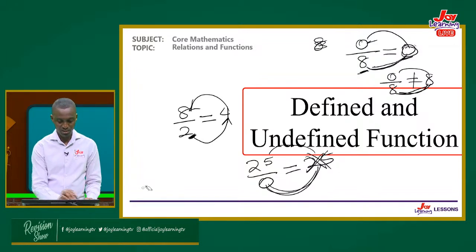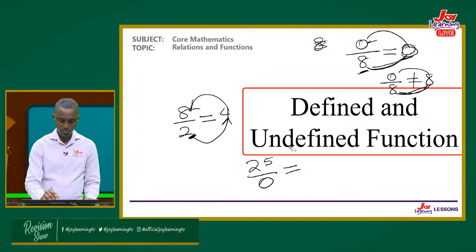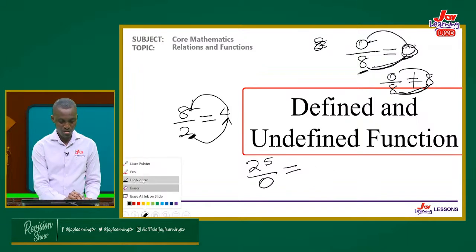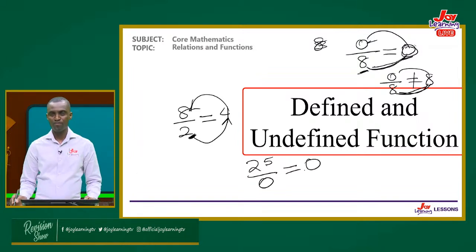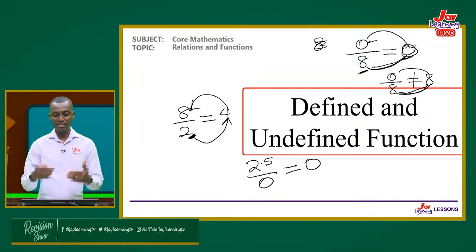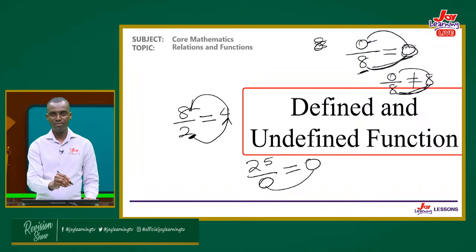Okay, if it will not work, let's take it away. What number will make it work? I can hear somebody saying, then it's 0. Okay, let's put 0 here. 25 divided by 0 is 0. 0 times 0 is 25. No, it's not possible. So it means it's not 0 too.